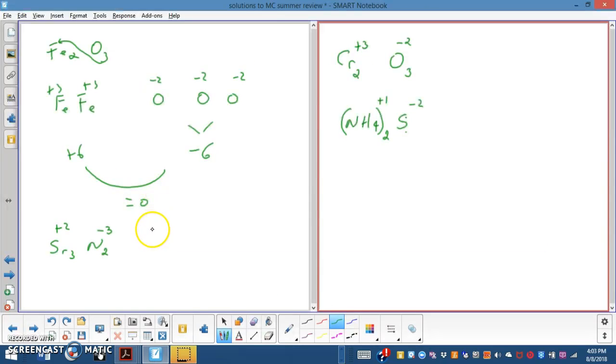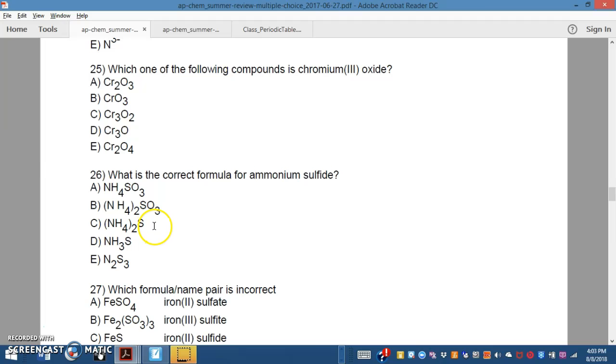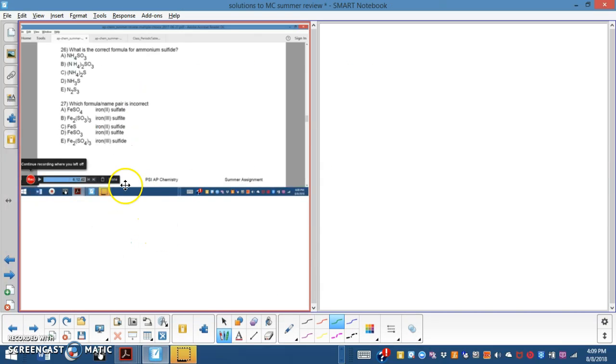So C, that's the one. So C is the one that we are choosing. So for number 27, which formula and name are incorrect? So for this one, let's start from the name.